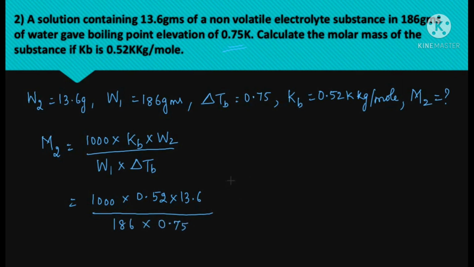Okay, so we'll simplify this. It is 7072 divided by 139.5. So the answer is 50.69. So what is the unit for the molecular mass? It is gram per mole. Understood, students? We'll see the next problem.